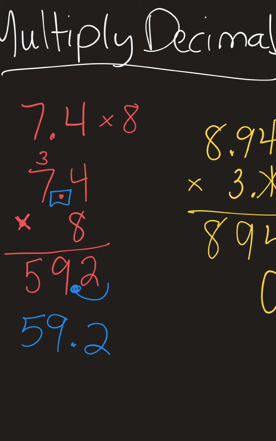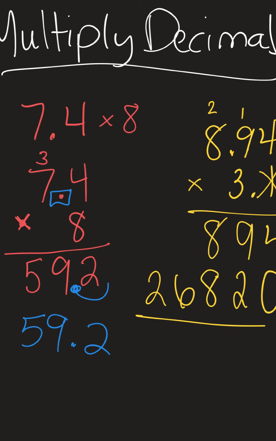3 times 4 gives me 12. 3 times 9 gives me 27 plus 1 is 28. And 3 times 8 is 24 plus 2 is 26. I'm going to add up my numbers. 4 plus 0 is 4. 9 plus 2 is 11. Carry my 1. 8 plus 1 is 9, plus 8 is 17. Carry the 1. 6 plus 1 is 7. And 2 is by itself.